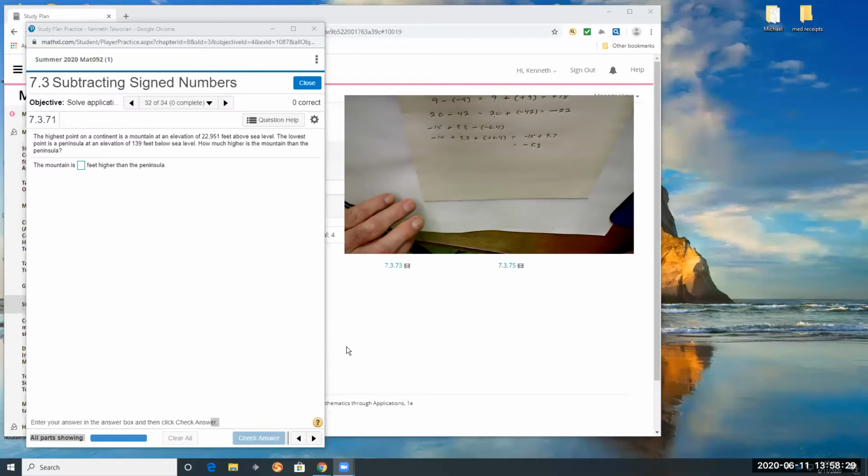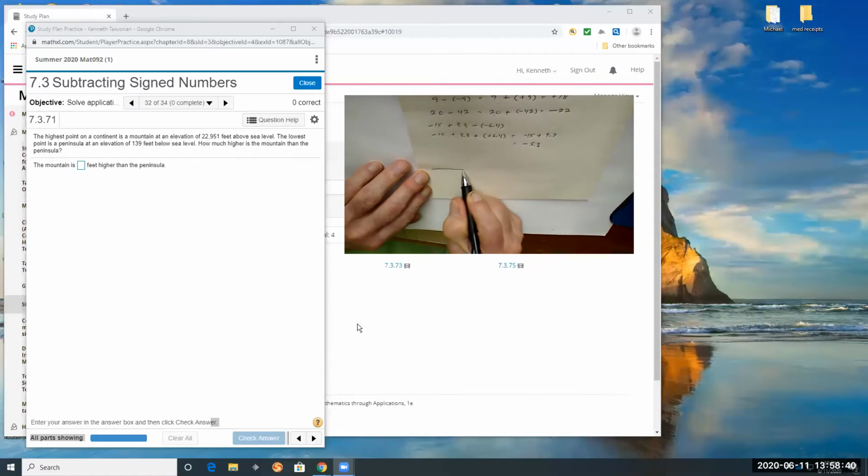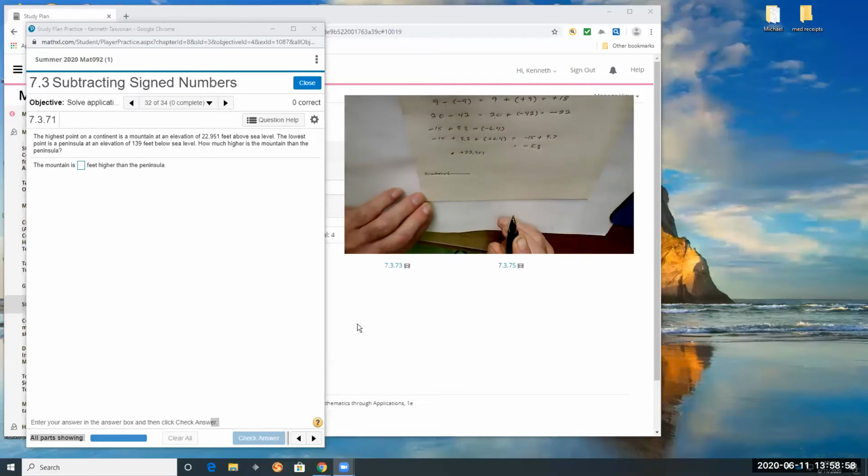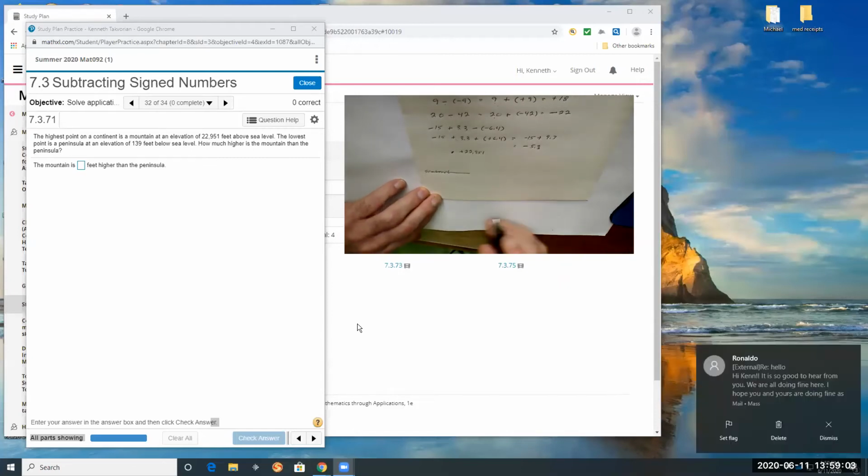Let's look at the following example. The highest point on a continent is a mountain at an elevation of 22,951. It's important to make a little diagram. So here's sea level. And the mountain is right here at 22,951. That's positive. The lowest point is a peninsula at an elevation of 139 feet below sea level. So if that's sea level, 139 might be right here. That's a negative number.